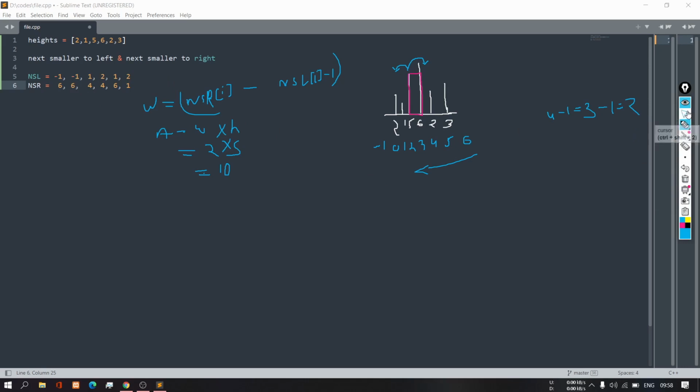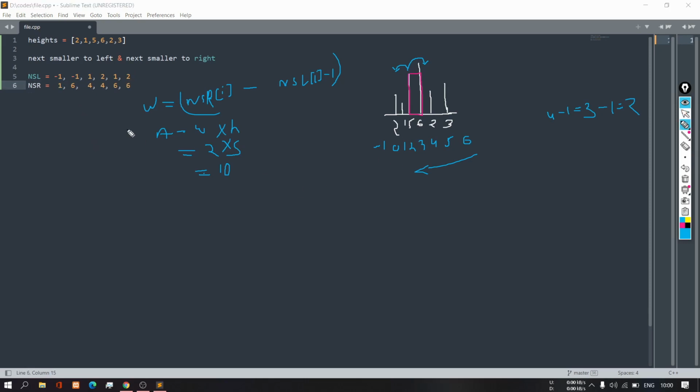So our final answer will come out like this: we need to reverse the NSR. The new NSR after reversing is 1, 6, then again 4, then again 4, then again 6, then again 6. Okay, so this is our NSR. You need to reverse the NSR as I am inserting from the left. So this is our final NSR.